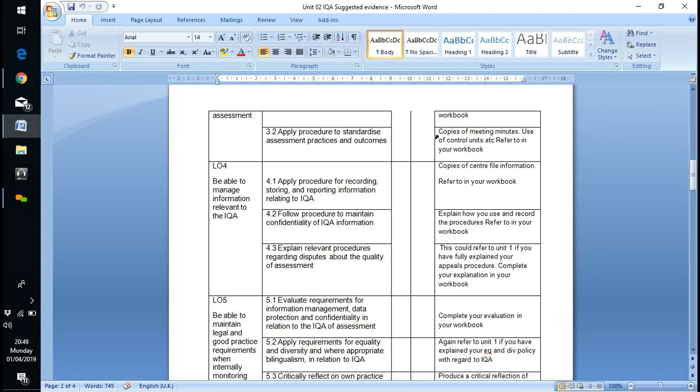Again, apply procedures to standardise assessment practices and outcomes. So again, it's copies of meeting minutes, use of control units, etc. One of the standardising things within assessments is to look at, and these are mainly with qualifications with more than 4 units in them. You would select perhaps one unit. This could be Unit 1, or it could be a specific unit that has some detail in it that you want to make sure was covered.